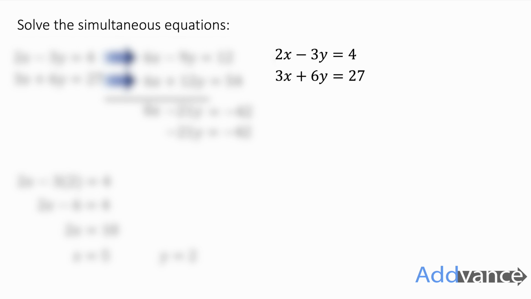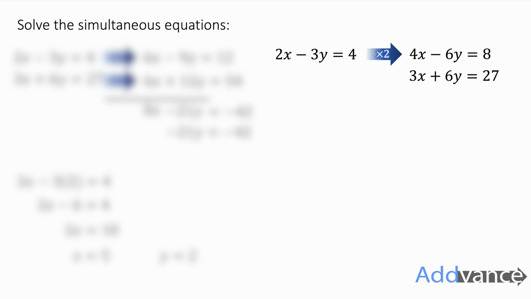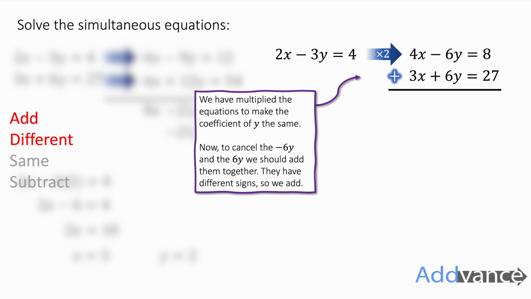Let's look at a similar method for method 2. Here, we're not going to equate the x's, we're going to equate the y's. So just multiply the top equation by 2, and we get 4x minus 6y equals 8. On the bottom, we just leave that the same, because the 6y and the 6y can now be cancelled. However, this time it's minus 6y and positive 6y. The signs are different, so here we need to add them together to cancel it out. Before they were the same, now they're different. One's positive, one's negative, so we're going to add.